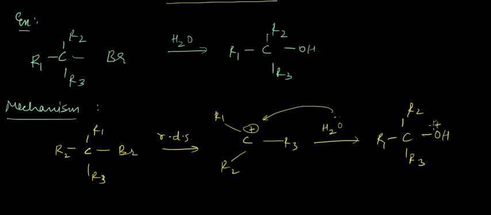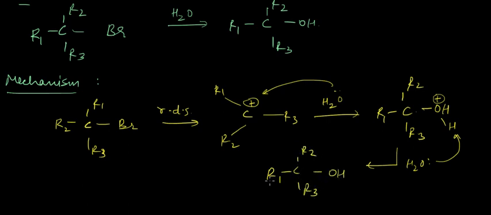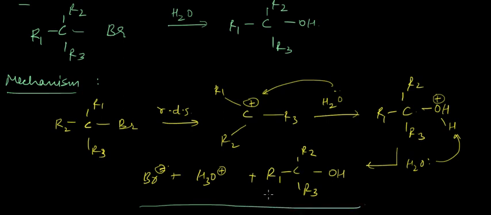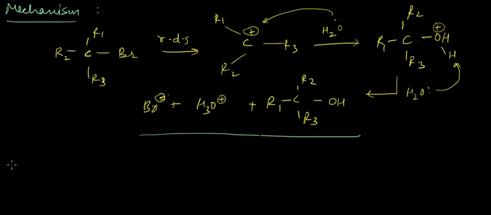Now it again reacts, again an H2O molecule attacks this compound to take off the hydronium ion from this compound, and Br minus was also released from the first step, the RDS. Okay, so this is the product finally formed from the SN1 reaction.